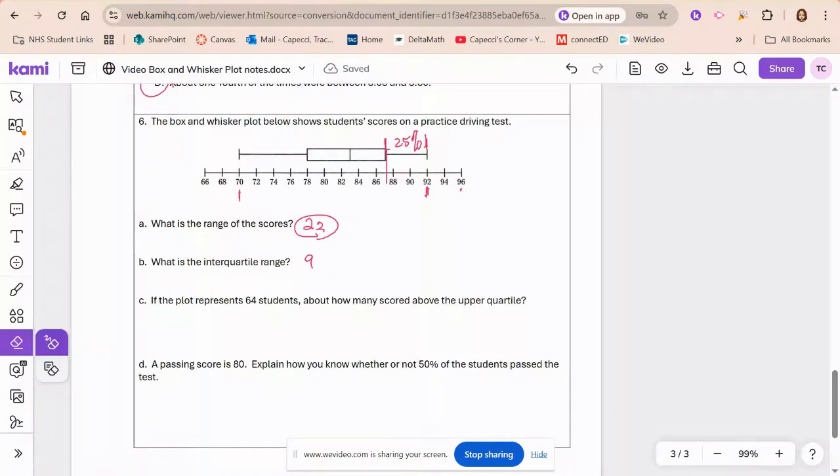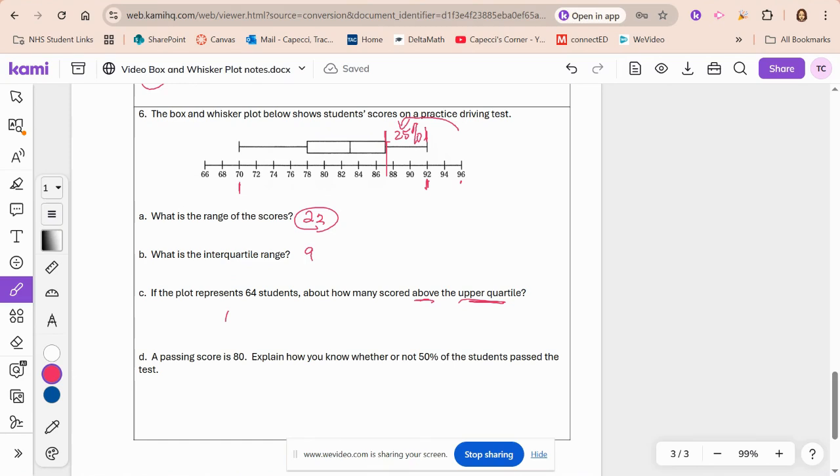The next question says, if the plot represents 64 students, so if the whole thing were 64 students, about how many scored above the upper quartile? So again, above the upper quartile is 25%. So if I take the 64 students they're talking about and multiply that by 0.25, that's going to give me 16. So we're talking about 16 students.